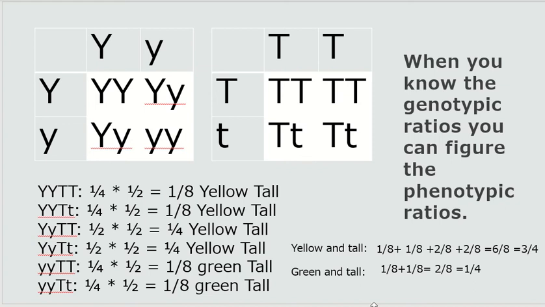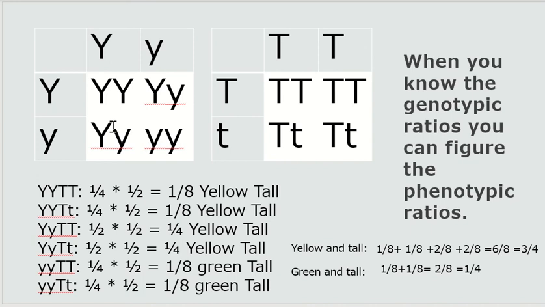Now let's figure the probability for the green and tall. We have 1/8 are going to be this genotype green and tall, and 1/8 are going to be this genotype green and tall. That's really easy addition. 1/8 plus 1/8 equals 2/8. 2 goes into 2 once, 2 goes into 8 four times, so we get 1/4. 3/4 plus 1/4 equals 4/4. So our fractions add up to 1 whole, and that's a way you can check your work. And we have done this cross with 2 traits for both the genotypic and phenotypic ratios.